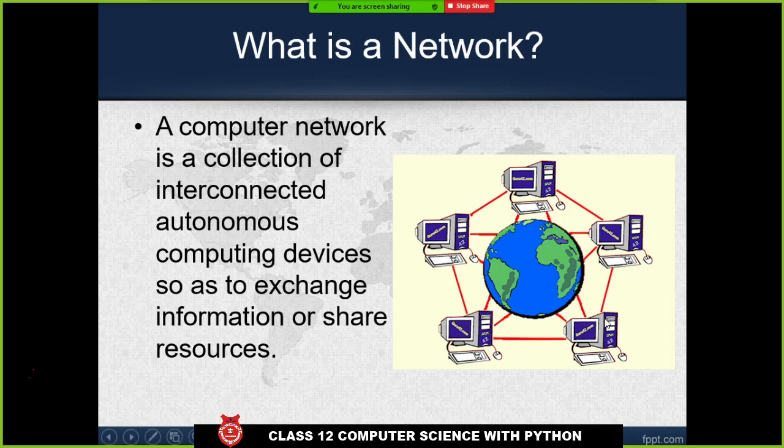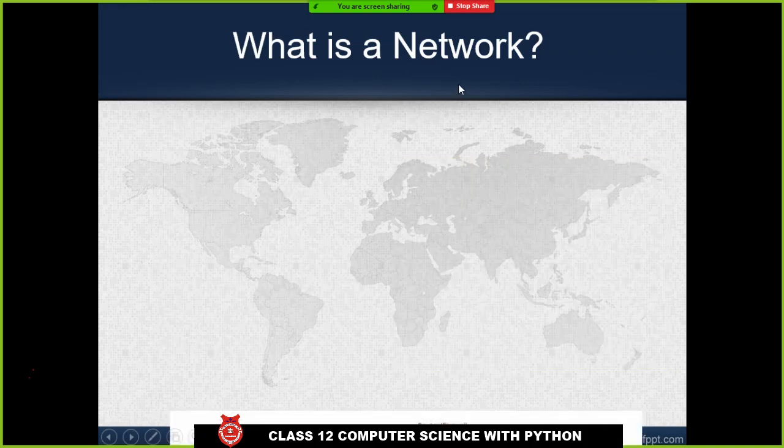Okay, this is a simple picture of a network, and there is a network which spreads across the globe, even to the International Space Station. So this is known as network.